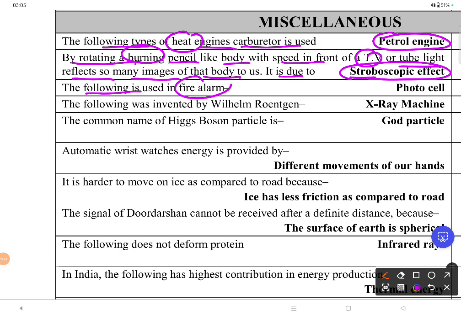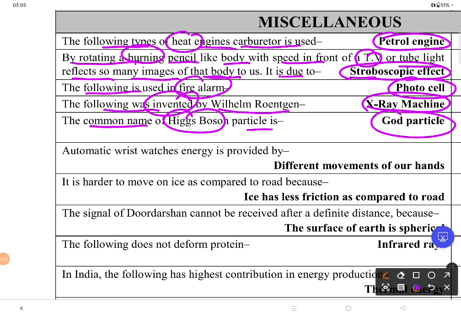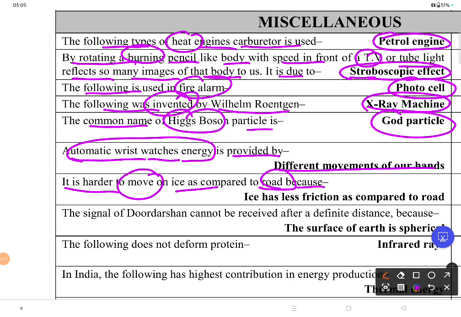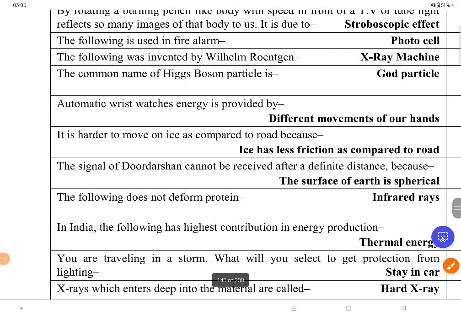The following is used in a fire alarm: photocell. The following was invented by Wilhelm Röntgen: X-ray machine. Common name of the Higgs boson particle is the God particle. Automatic wristwatches get their energy from the movement of our hands. It is harder to move on ice as compared to a road because ice has less friction. The signal of Doordarshan cannot be received after a definite distance because the surface of the Earth is spherical.